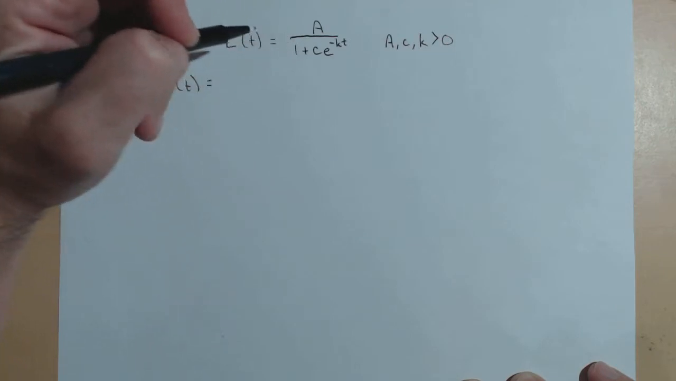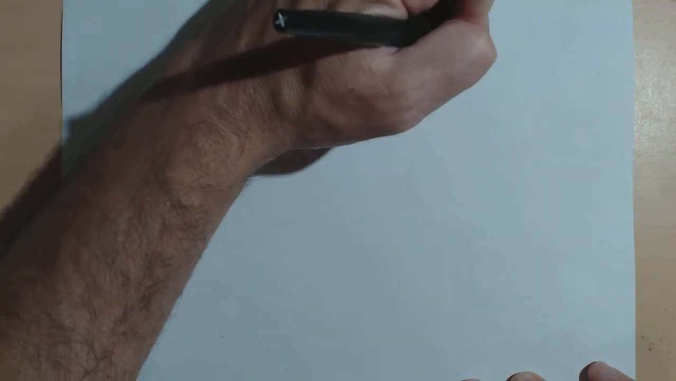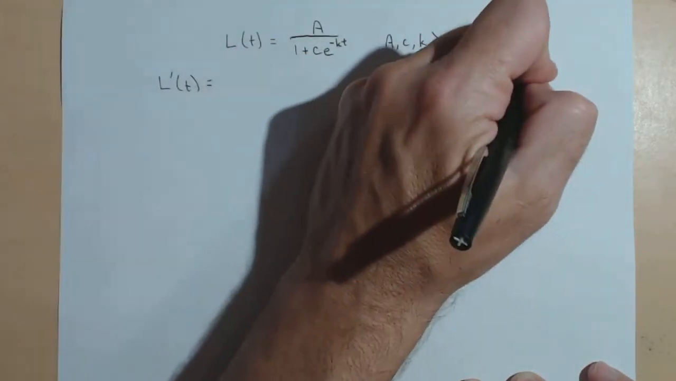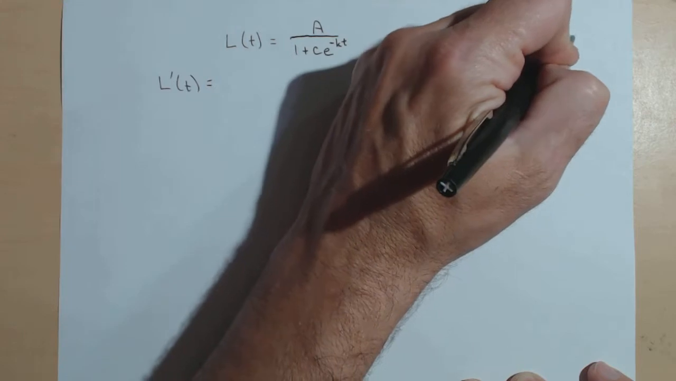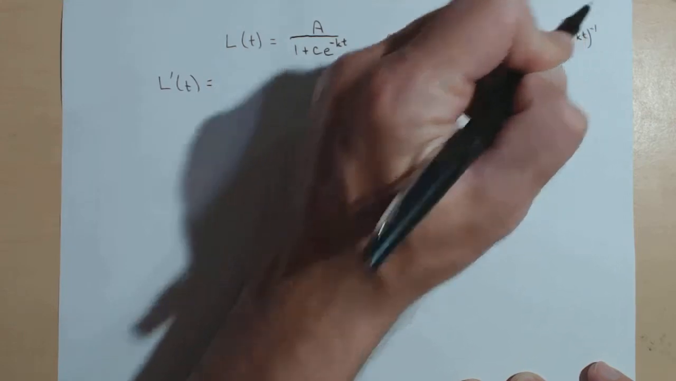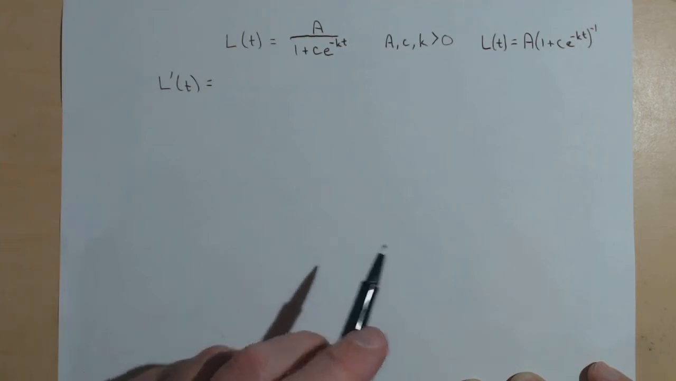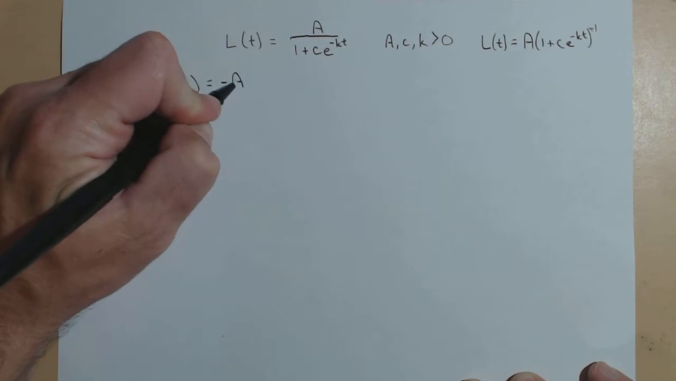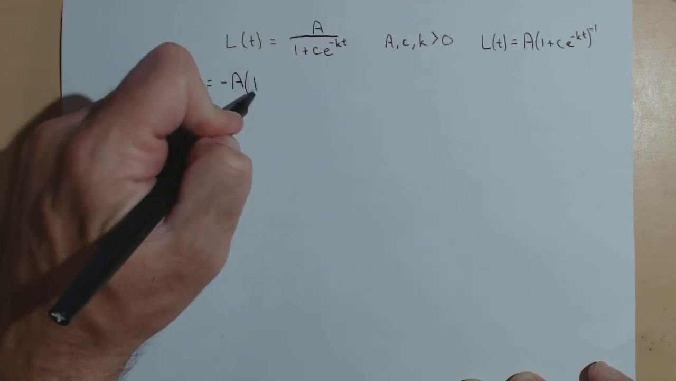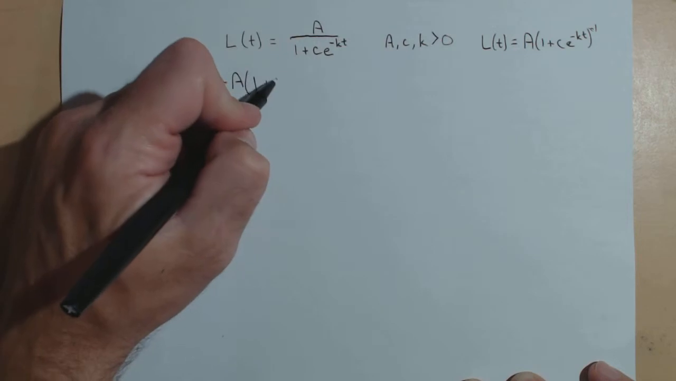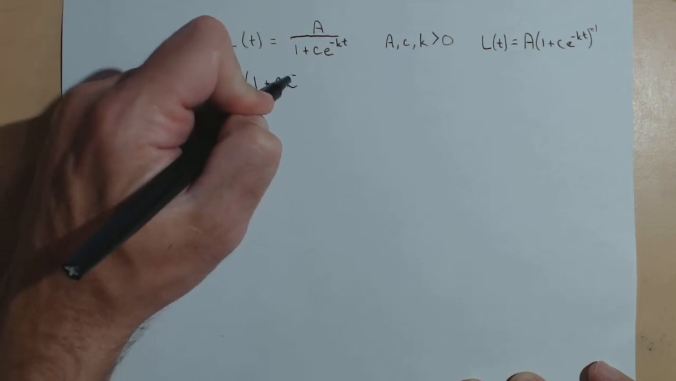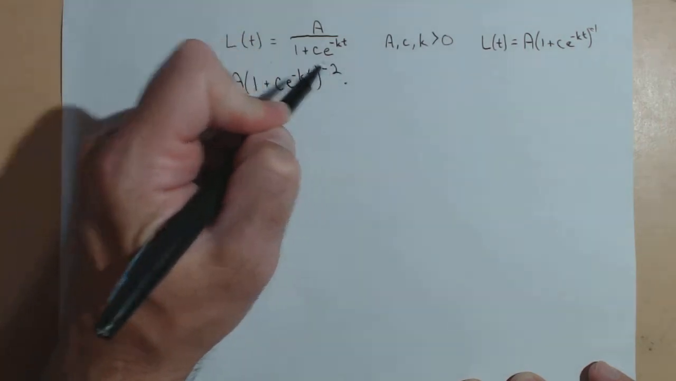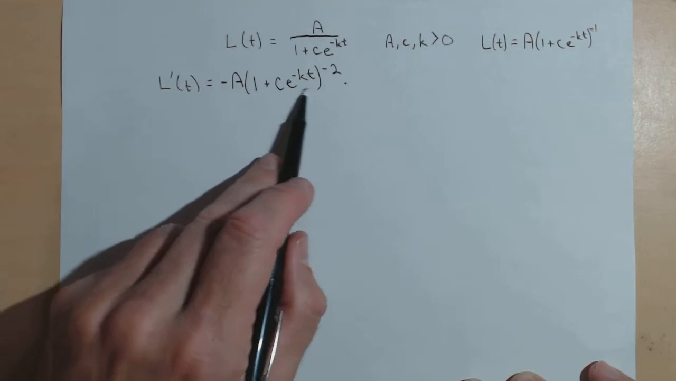Well, before we do that, we might want to rewrite L of t as a product. For instance, A times (1 plus ce to the negative kt) to the negative 1. It's going to allow us to use the chain rule. So when I do my derivative, I'm going to pull the negative out front. So I'm going to have negative a, which is just a constant, and then 1 plus, I've got to leave the inside alone, ce to the negative kt, to the negative 2 times the derivative of the inside.